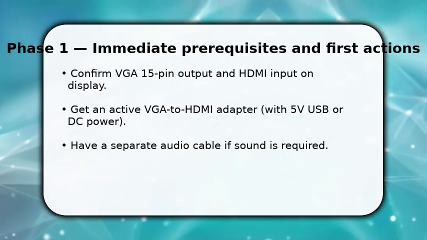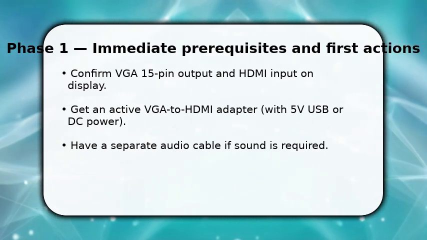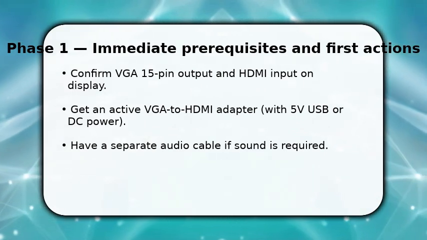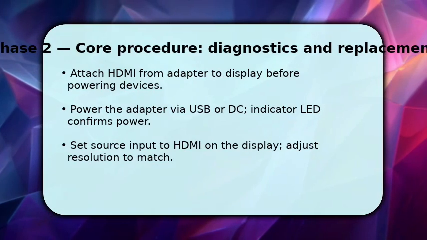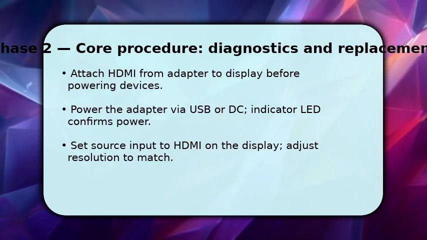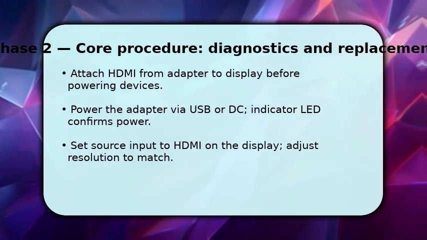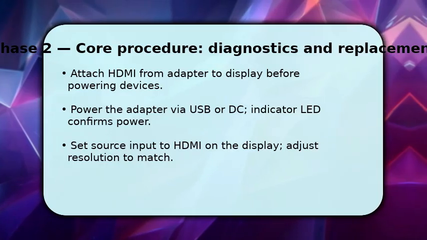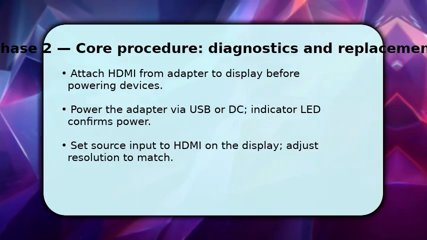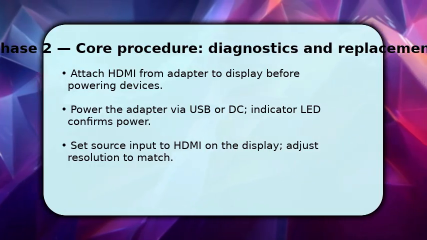Now connect the VGA cable to the PC and the adapter. Then keep the HDMI cable ready to attach to the display. Once the physical connections are secure, attach the HDMI cable from the adapter to the display, then power the adapter using its USB or DC lead. An LED usually shows it's live. Power on the monitor or TV and select HDMI as the active input.